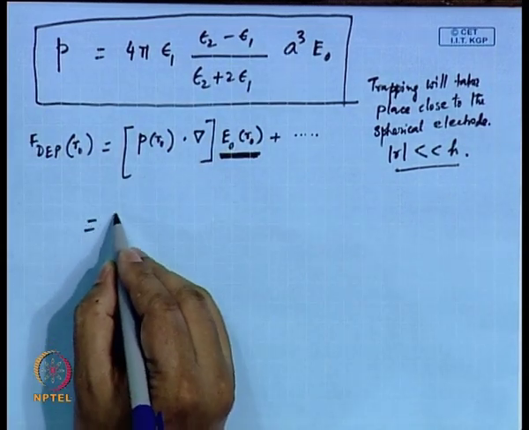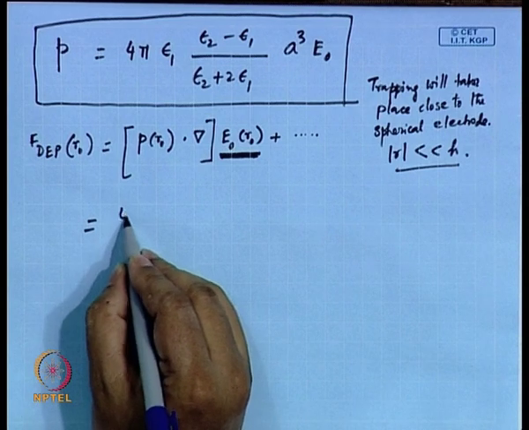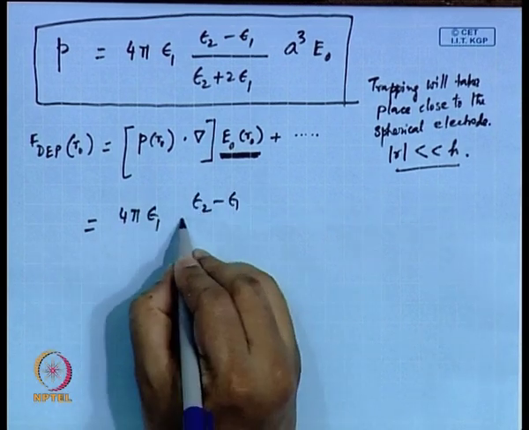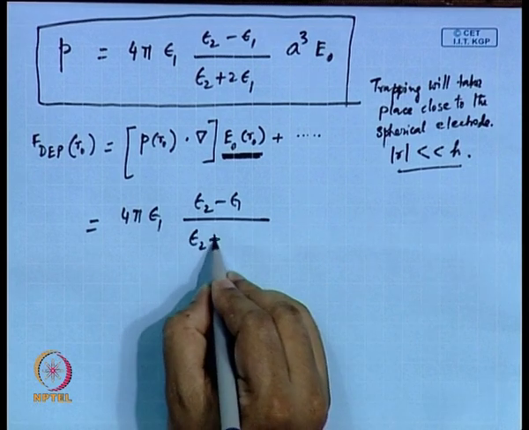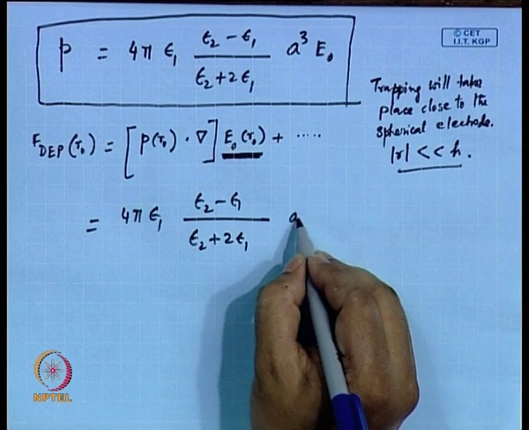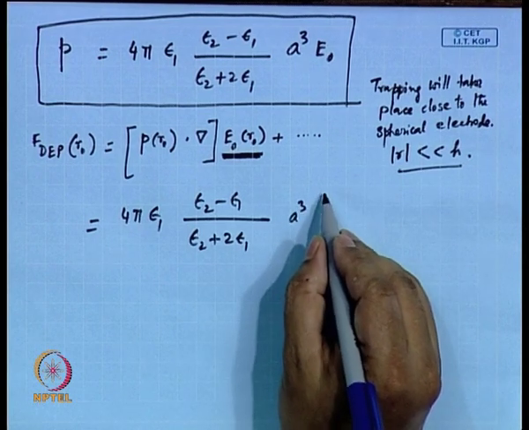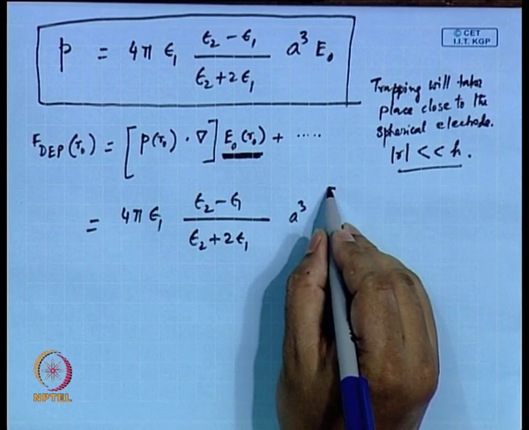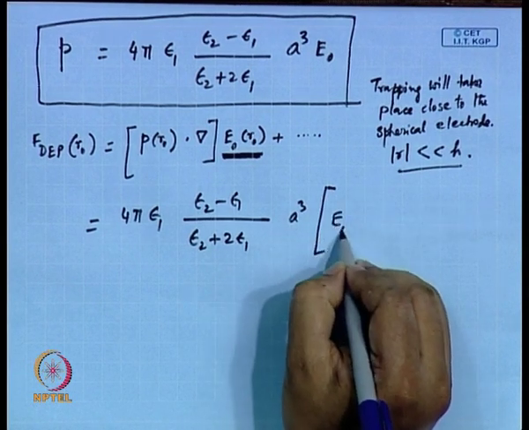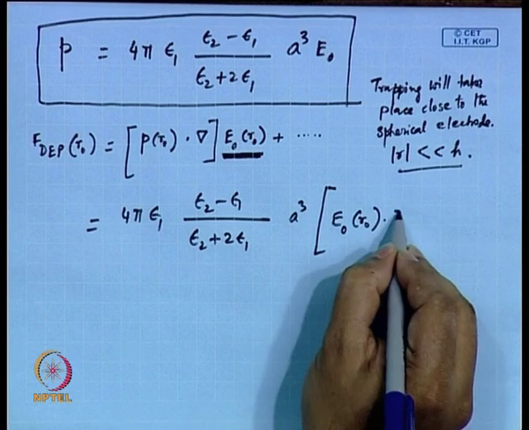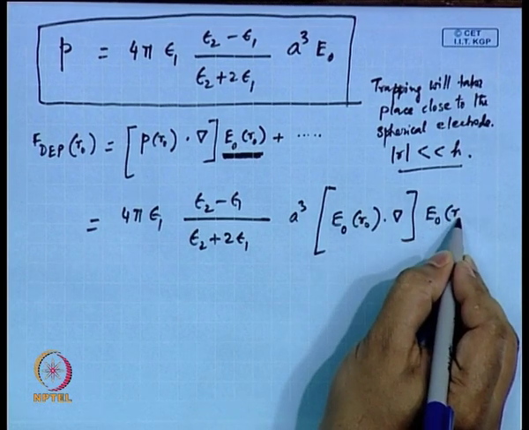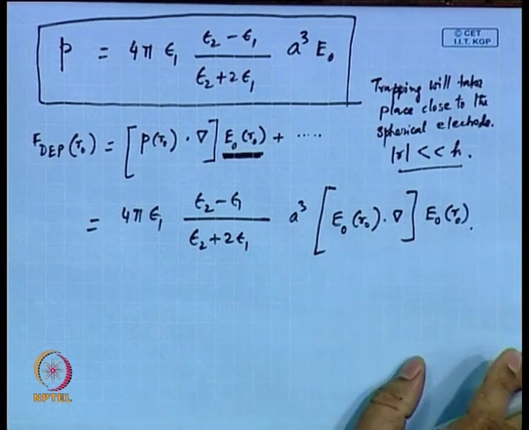So, what you are getting in that case is 4 pi epsilon 1 times (epsilon 2 minus epsilon 1) divided by (epsilon 2 plus 2 epsilon 1). There is a name given to this factor, A cube, and then you have E0 at R0 dot delta E0 at R0.